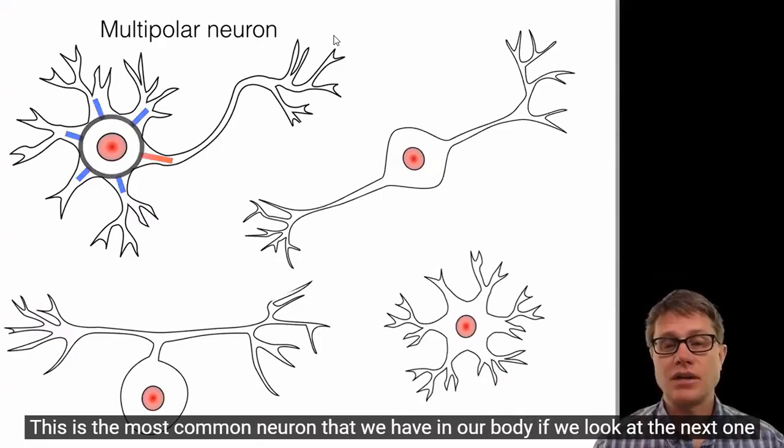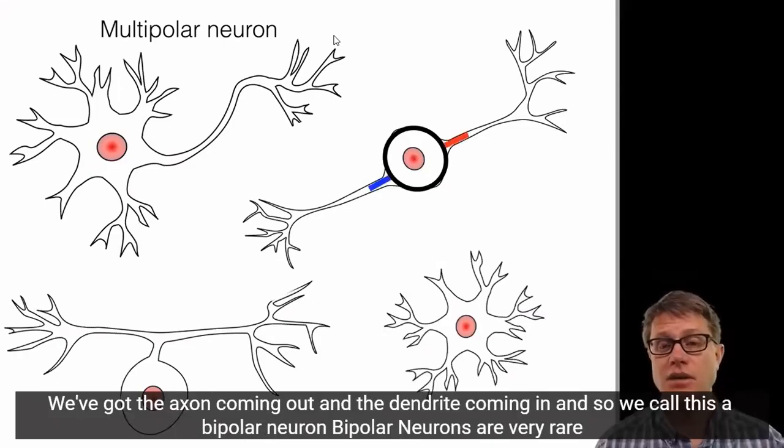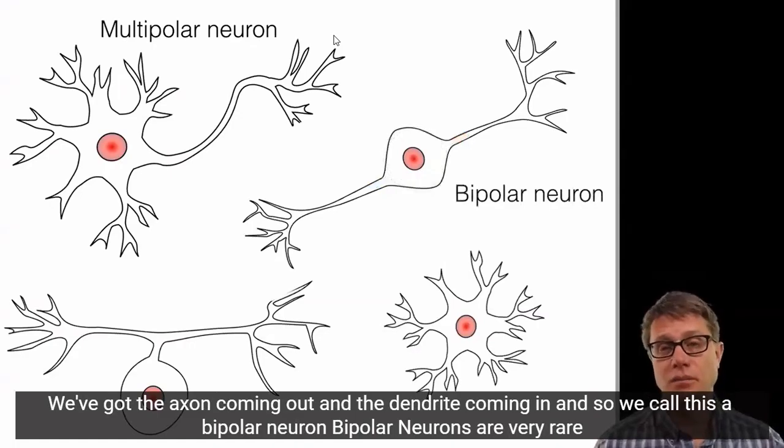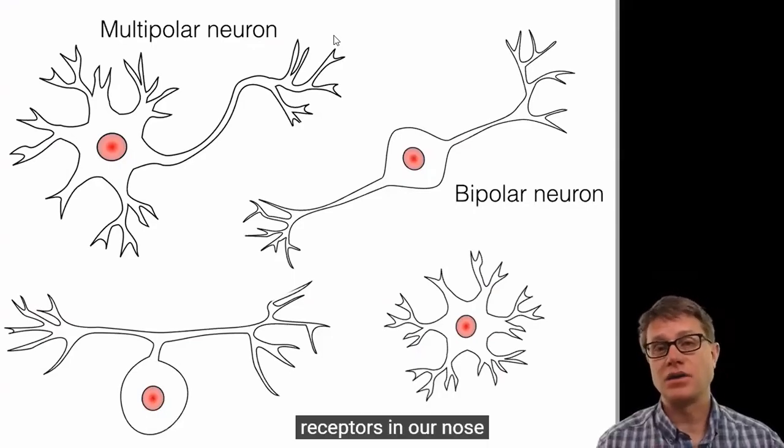If we look at the next one, we find the cell body again. How many poles do we have coming off of it? We've got the axon going out and the dendrite coming in, and so we call this a bipolar neuron. Bipolar neurons are very rare. They transmit information from the receptors in our eye, receptors in our nose.